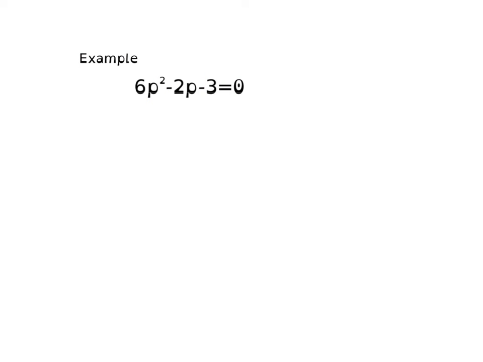So here we have an example, 6p squared minus 2p minus 3. And the first thing to do with any type of quadratic problem where you're solving is to make sure it's set equal to 0. So notice here, this is already set equal to 0, so we're good there. Once it's set equal to 0, we're going to identify a, b, and c. a is equal to 6, b is equal to negative 2, and c is negative 3.